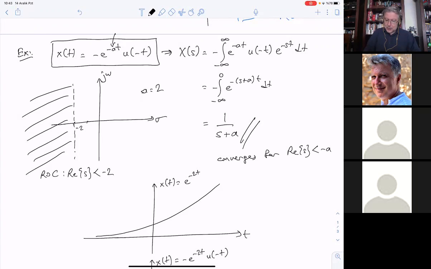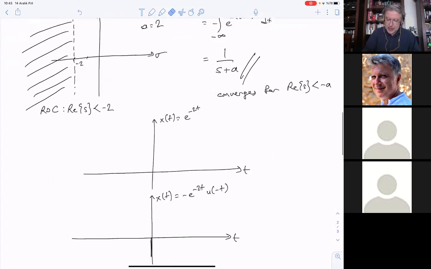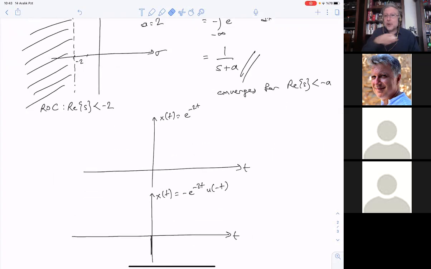by the way, e to the minus 2t is not like this. Excuse me. Now I realized my mistake that I made. So let me erase it. I'm sorry about this. E to the minus 2t is a decaying exponential. Why am I drawing it like an increasing exponential? Excuse me about that. E to the minus 2t is a decaying exponential like this. Okay? And minus of e to the minus 2t times u of minus t will be this.